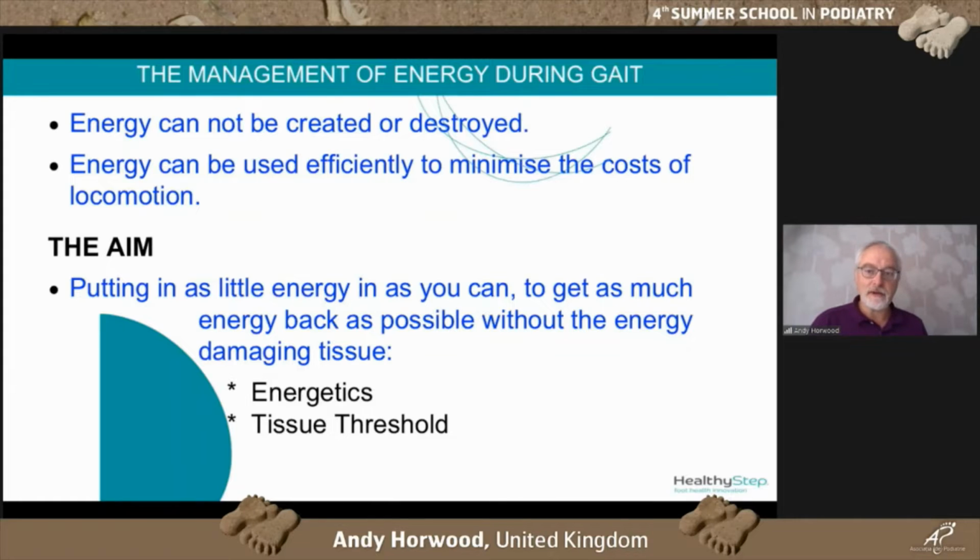Now, a little reminder of how energy works. Remember, energy cannot be created or destroyed, it can merely be managed. So in gait, the amount of energy loaded into the tissues is minimized only to the amount that's necessary to achieve locomotion. Therefore, humans manage energy in gait to try and maximize gait energetics, but to minimize the tissue stresses.